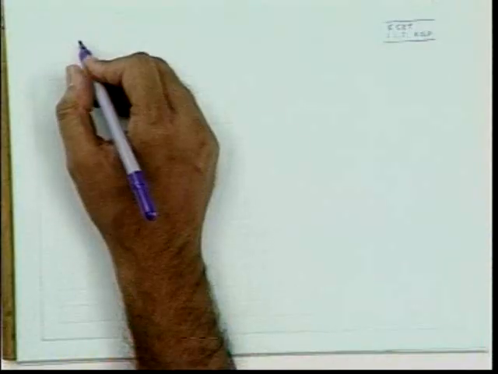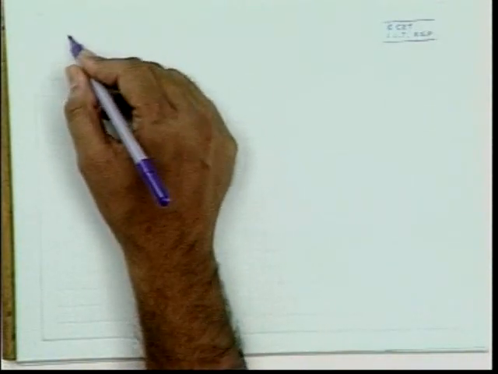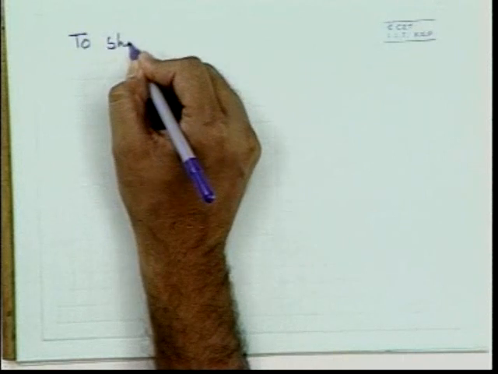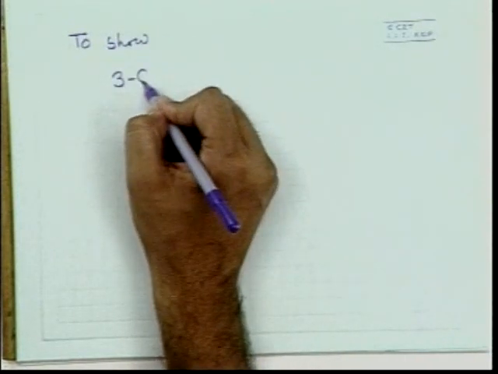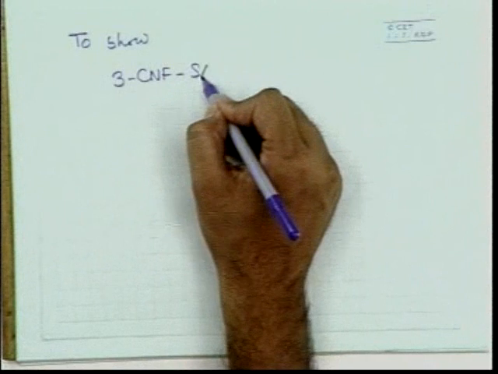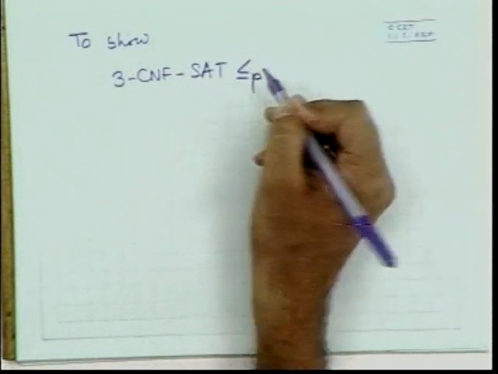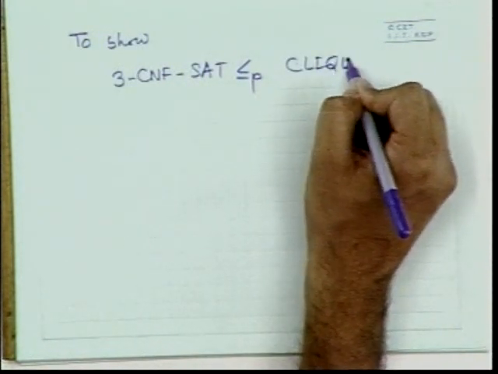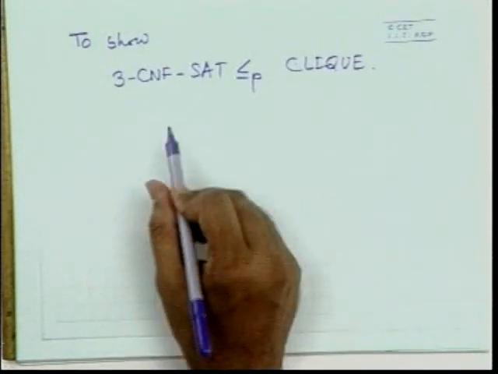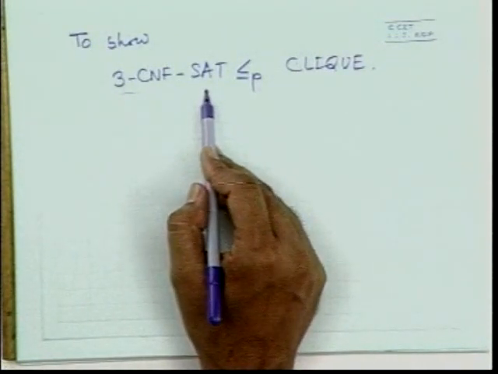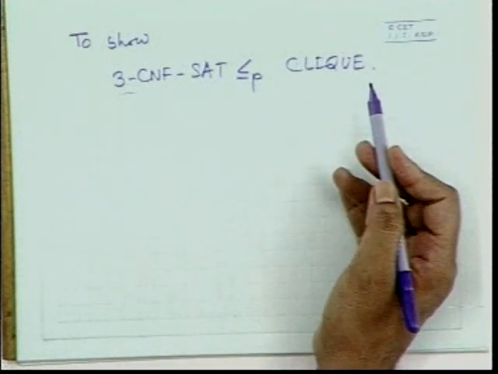Now for the next step, we have to choose a known NP complete problem and reduce that problem to the clique problem. What we will choose here is 3CNF SAT. So we are going to show that 3CNF SAT is polynomial time reducible to the clique problem. We already know that 3CNF SAT is NP complete. By showing this, we will show that clique is also NP complete.